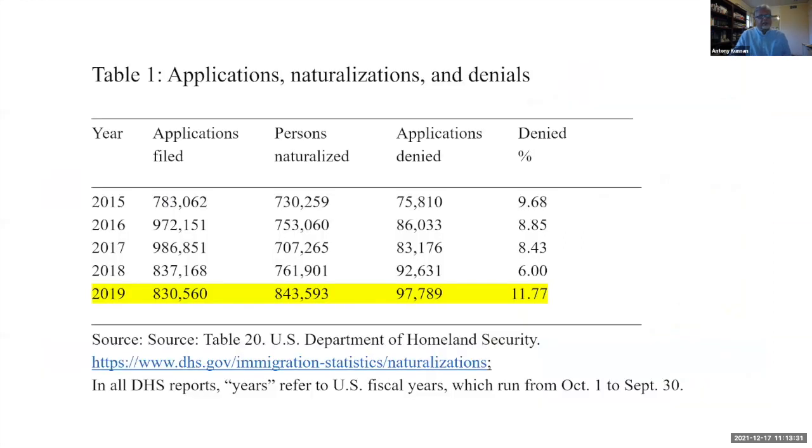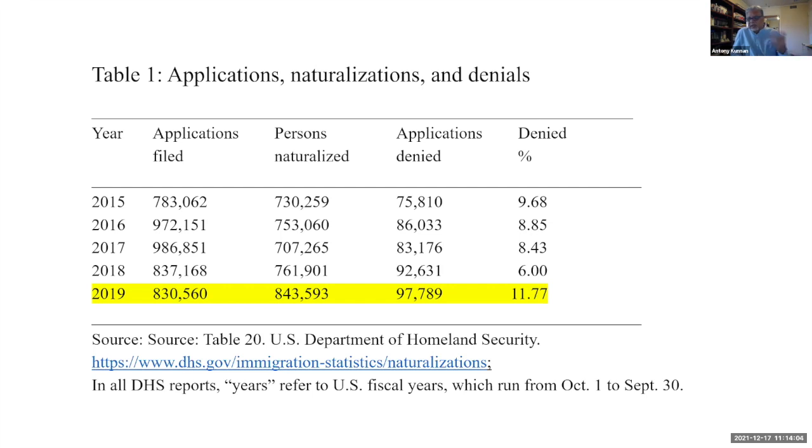Let's look at some data from the last few years. These are data from the Department of Homeland Security. I'd like you to have a look at the last line, 2019, 830,560 applicants filed papers. The persons naturalized were 843,593. That's not an error, the 843,593 who were approved for naturalization in 2019.